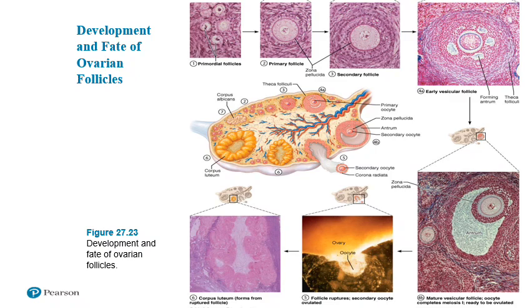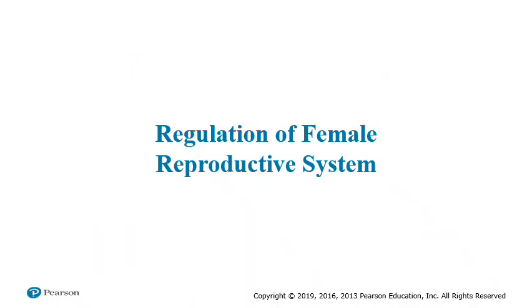Now, after the corpus luteum forms, if there is no pregnancy, the corpus luteum will continue to produce progesterone for 14 days. When there's no pregnancy, this corpus luteum will become a corpus albicans. A corpus albicans is nothing but just a scar tissue, a collagenous unit that follows a corpus luteum.